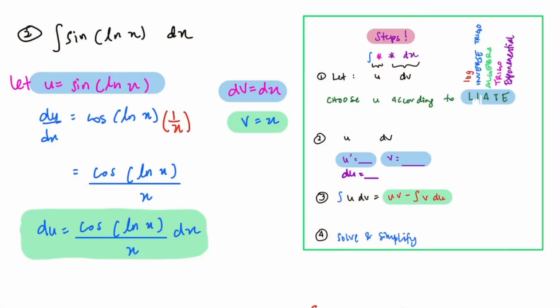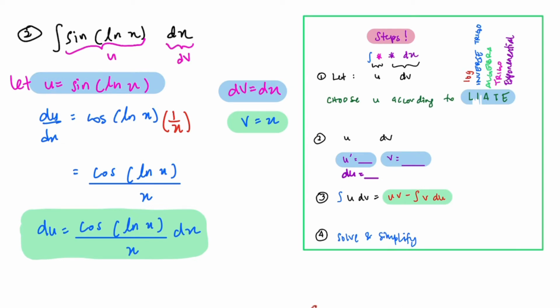Let's proceed with the second example on special cases, which is integrate sine of ln x dx. If you see that you need to integrate something with ln inside, this is a hint that you should use IBP. Even though you have only one function, you can still do IBP, no problem. Since this is only one function, for sure this is your u, and the rest of it should be your dv. So let's do this.